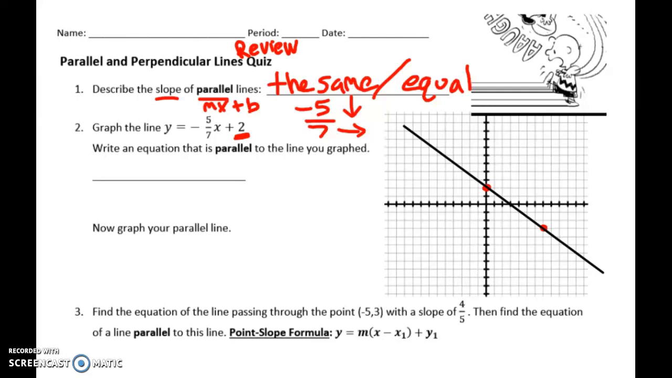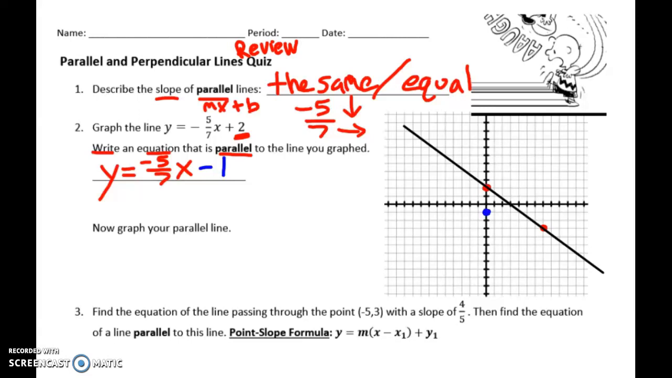But then it asks us to do something else. It says to write an equation that is parallel. Okay, so parallel, we just said at the top, means same slope. So I'm going to write almost the same equation, negative 5 over 7x, but I'm going to change my y-intercept to something else. I'm going to use minus 1. Why not? Any number you want. So if you picked a different number, that's great.